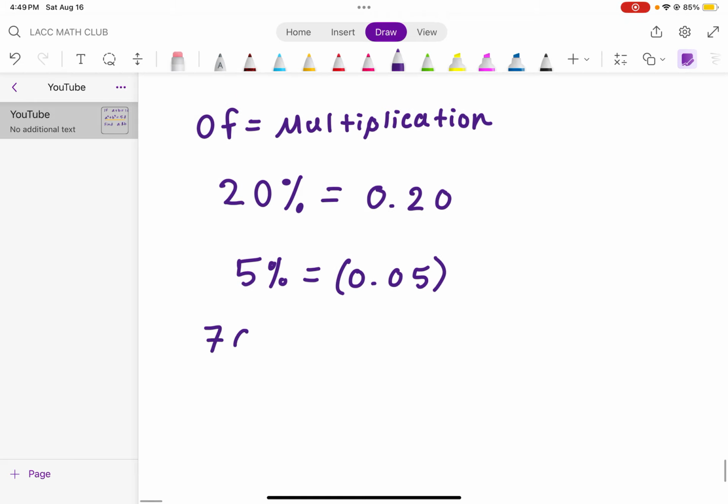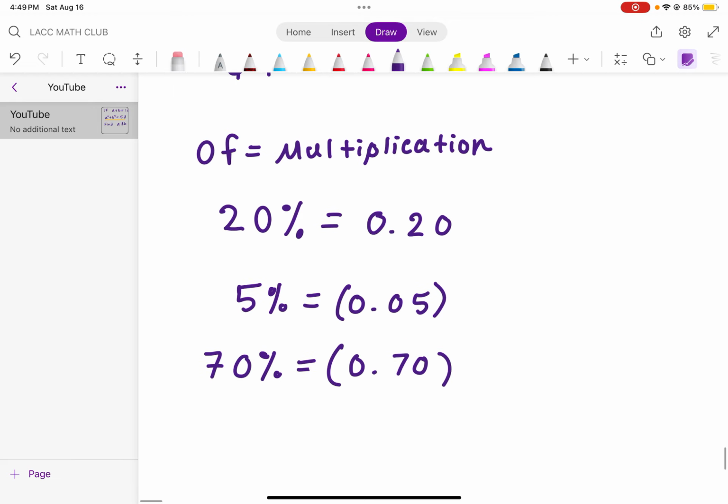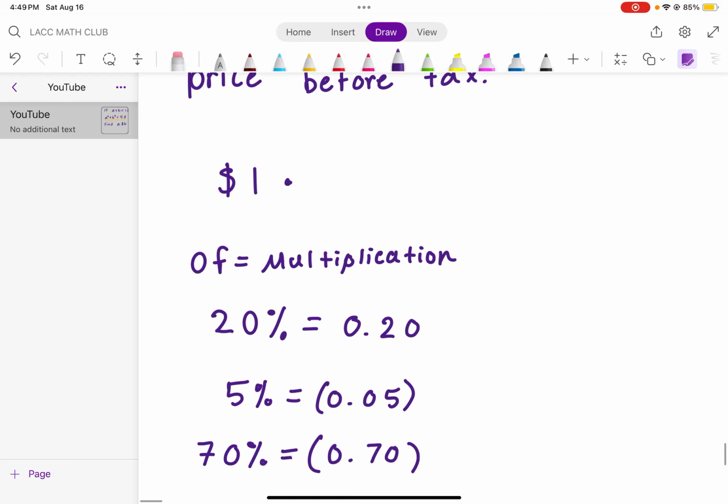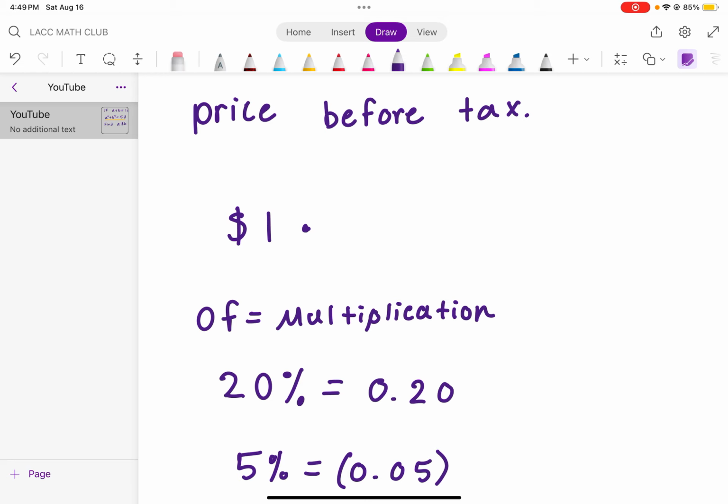Try this one. What would this equal as the decimal? The answer is 0.70. So now that we have percentages down and how we can write them as decimals, let's go back to the problem. If I want to find 20% of $1, instead of writing 20%, how am I going to multiply this thing by 20%? Well, that would be by rewriting it as a decimal.